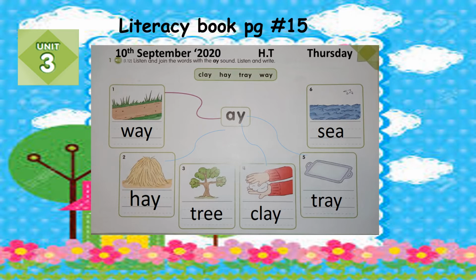Look at picture number 5. It's tray. Tray. And match this picture again with diagram A. Look at picture number 6. Sea.